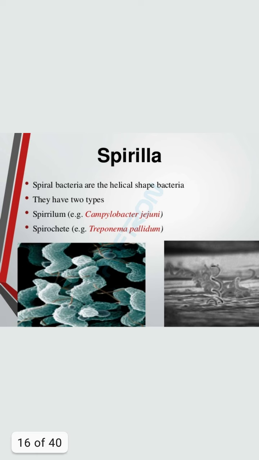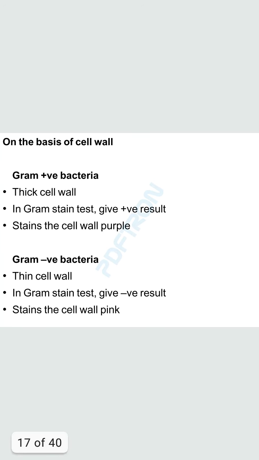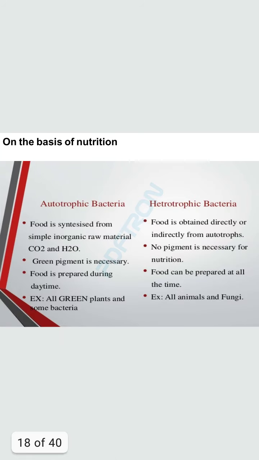Spirillum. Spiral bacteria are helical-shaped bacteria. They have two types, spirillum and spirochete. On the basis of the cell wall: gram-positive bacteria and gram-negative bacteria. Gram-positive bacteria have a thick cell wall that gives a positive result in the gram-stain test, staining the cell wall purple. Gram-negative bacteria have a thin cell wall that gives a negative result in the gram-stain test, staining the cell wall pink. What is the difference between gram-positive and gram-negative bacteria?